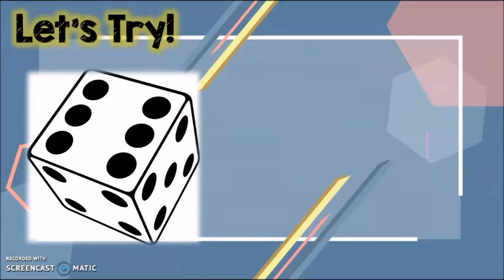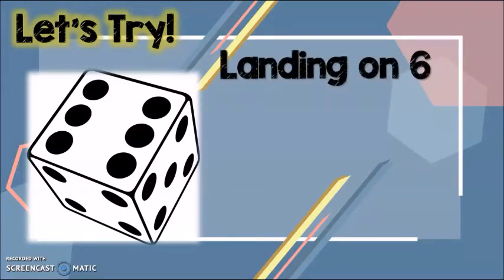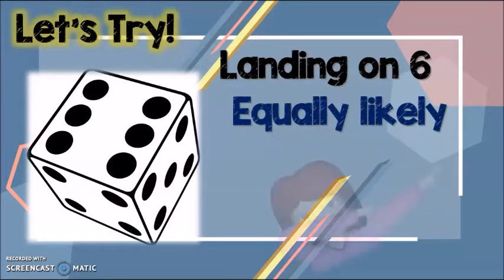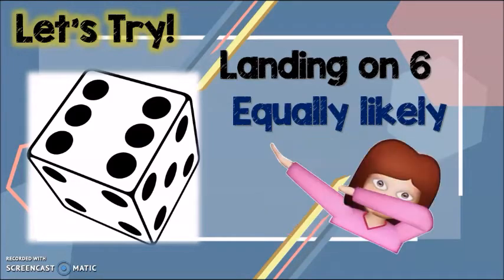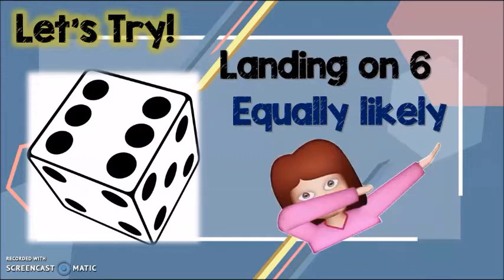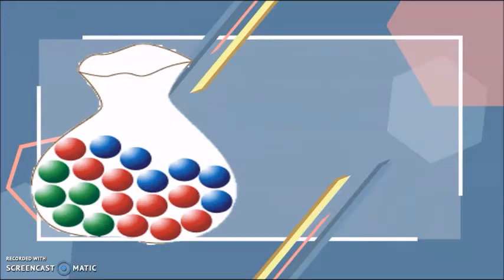When you are given a die, what is the probability of landing on number 6? Equally likely because each number has the same occurrence on this die. So it's equally likely. Let's say, for example, you are given a bag of marbles with color blue, red, and green. What is the probability of picking a color blue?